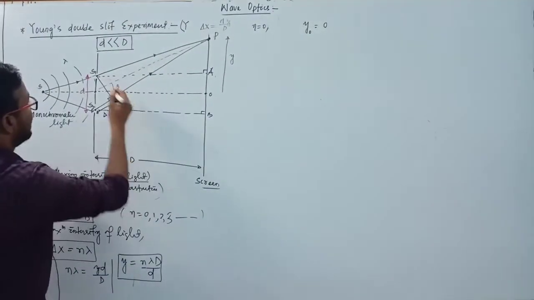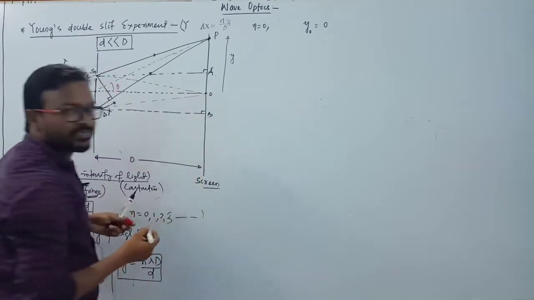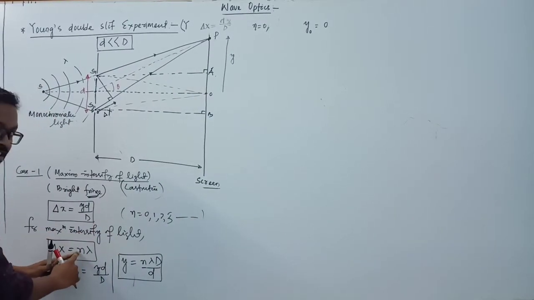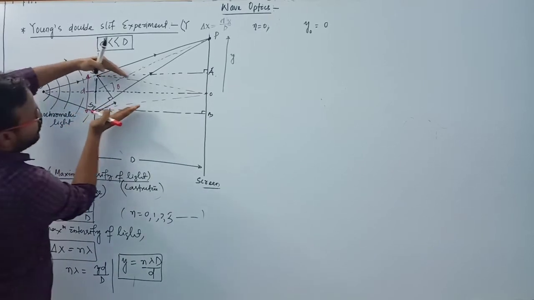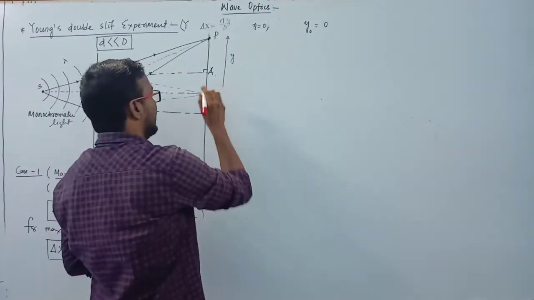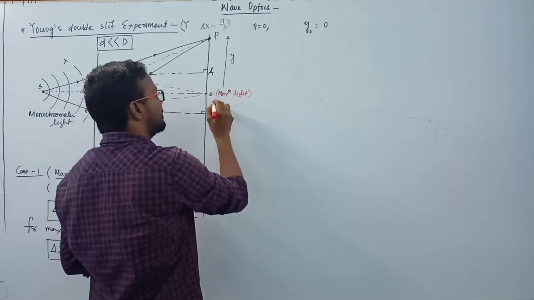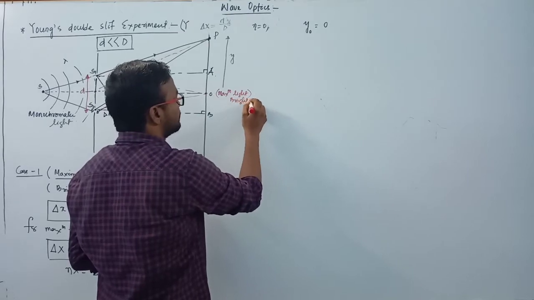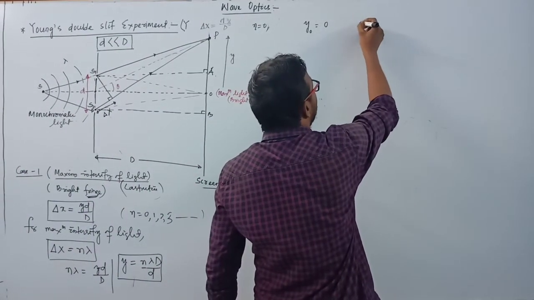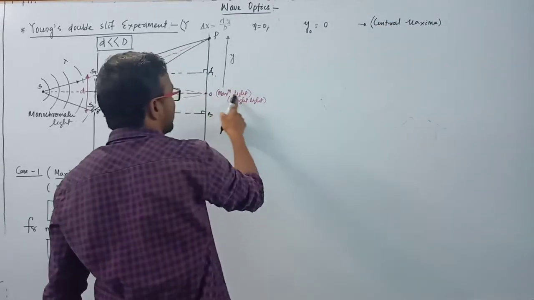And at that time, the path difference is 0. Path difference is n lambda, and if n is 0, then delta x is also 0. That means this S1 light and S2 light coming at point O have no path difference. Clear? At that time we get constructive interference, and we get maximum intensity of light, or we can say a bright light. And that point is known as the central maxima. Clear? This point is known as central maxima.